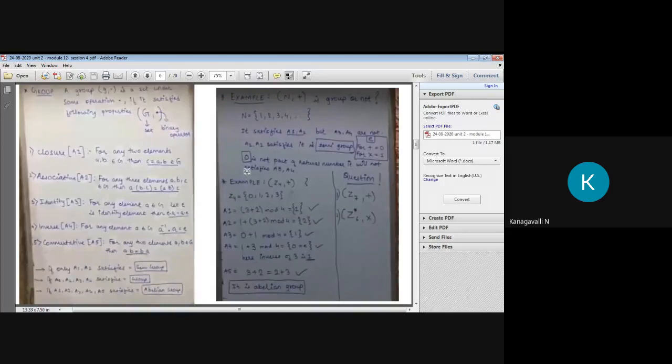Right? Up to this, do you have any doubt? Up to this, do you have any doubt? Groups, rings, and field.